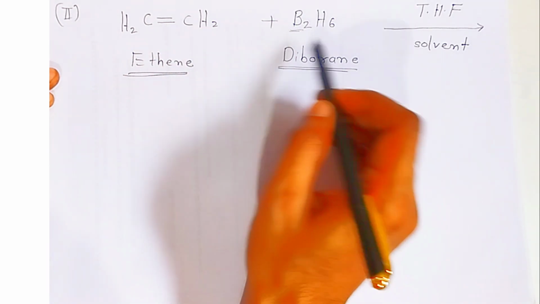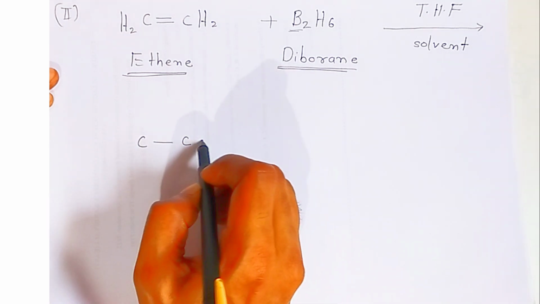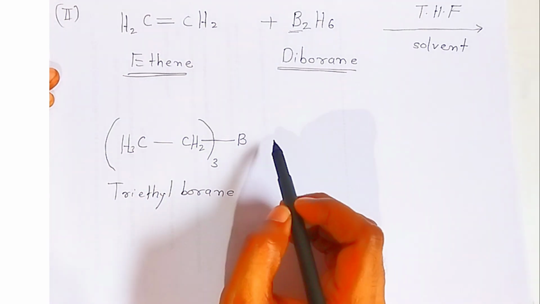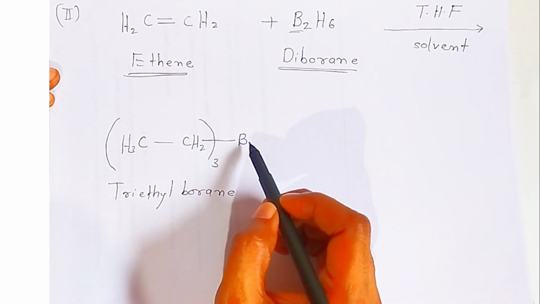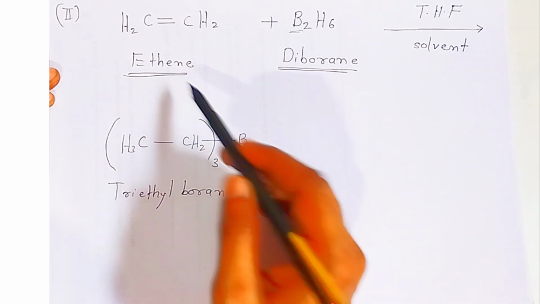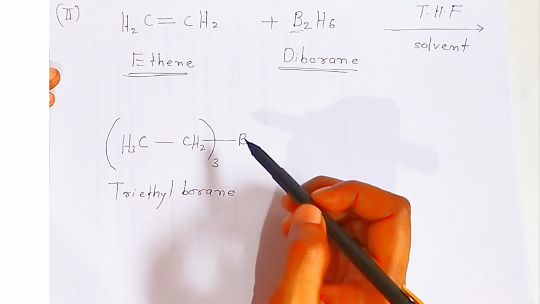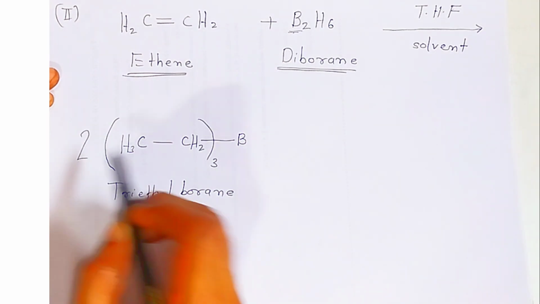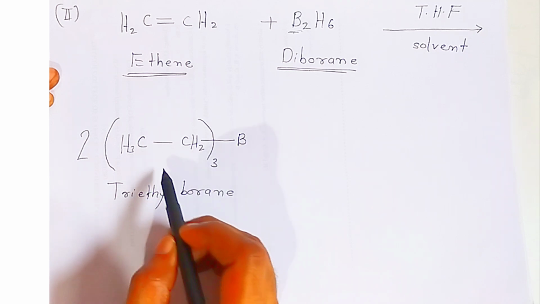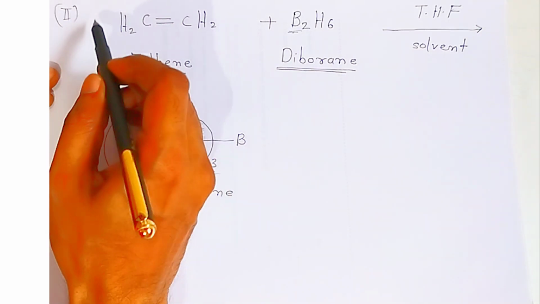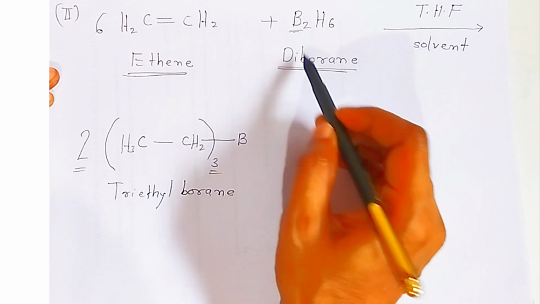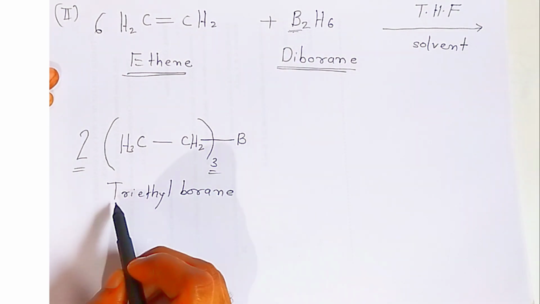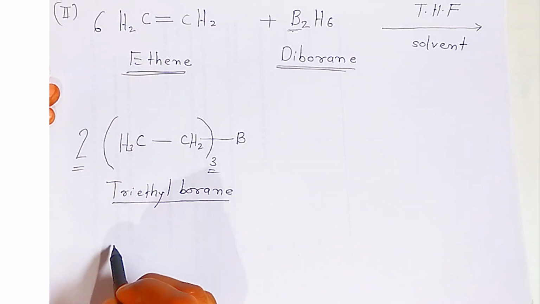So what happens when there is an addition reaction? The carbon-carbon double bond becomes a single bond. It will combine with one of the borons. Boron has valency 3, that is why it always combines with 3 molecules of ethene. Because you have used 2 borons, you have to make it twice. Now, students, it will become 6 molecules of ethene reacting with 1 molecule of diborane. In the presence of solvent THF, it gives you 2 molecules of triethyl borane. I am writing only 1 molecule, students.